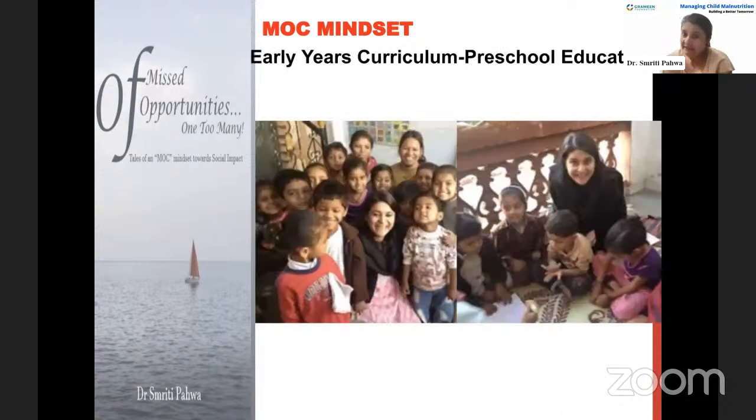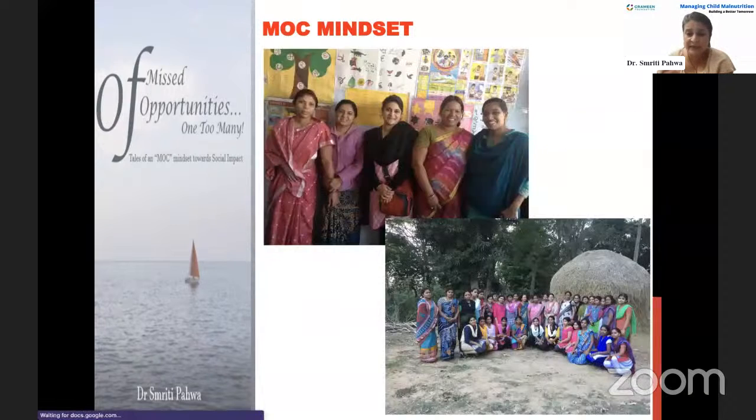Okay, these are again early years programs, but these are preschool programs, and the pictures are from Ahmedabad. And the next 2 pictures that you see are basically these ladies who used to lead these programs. These were NGO managers, regional managers in Ahmedabad, and this group is from Odisha.